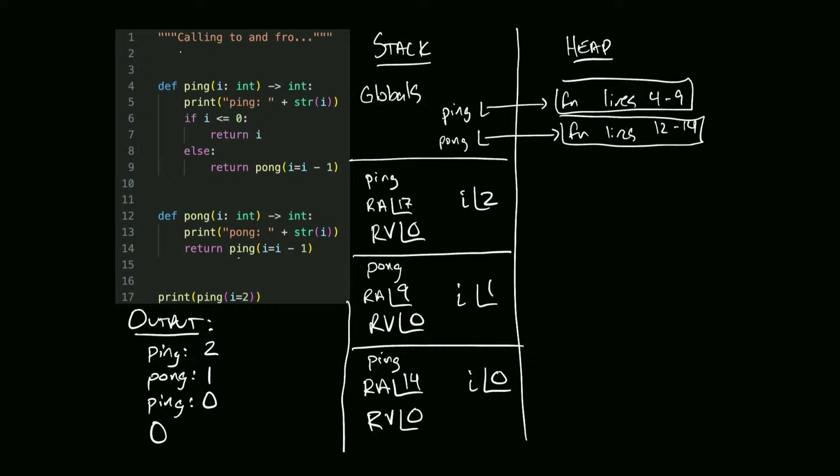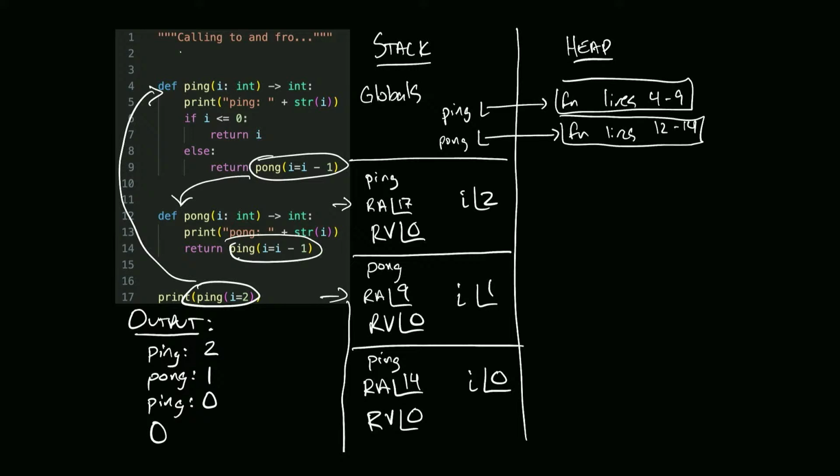In other words, I want to just briefly trace at a high level. If we zoom out a little bit, notice line 17, which was our first return address, led us to ping. Then line 9, which was our second return address, led us to pong.